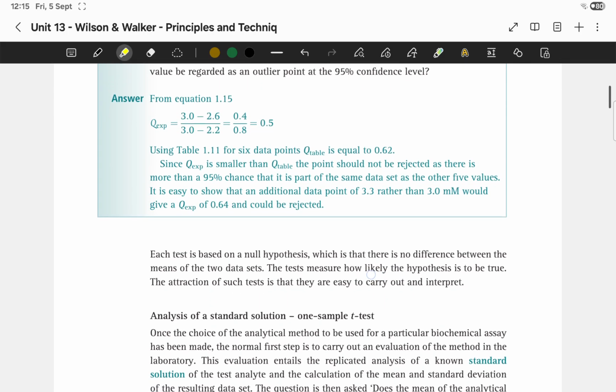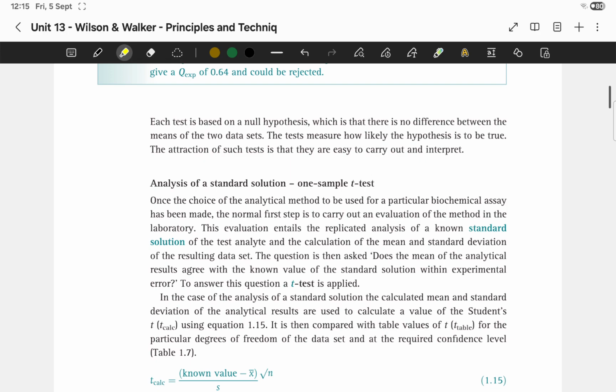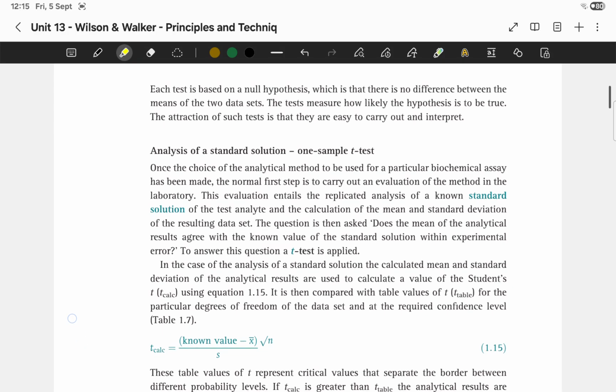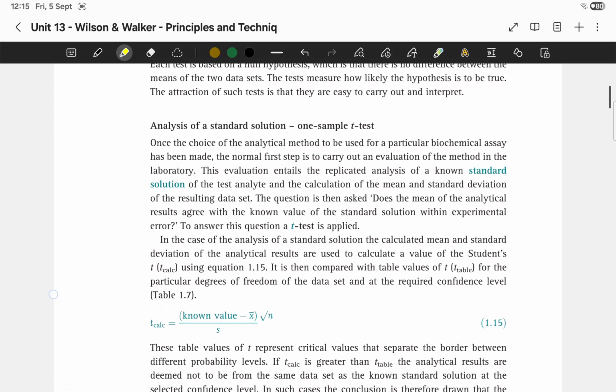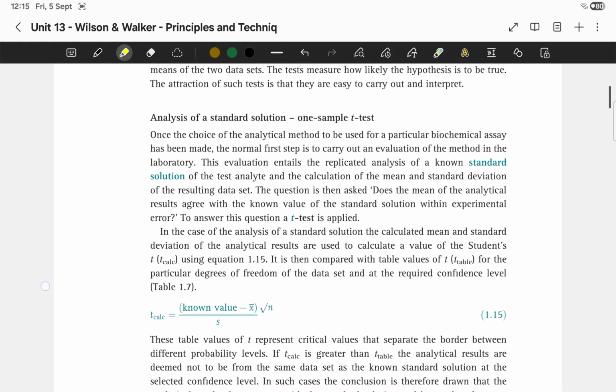Okay. Each test is based on a null hypothesis, which is that there is no difference between the means of the two data sets. Tests measure how likely the hypothesis is to be true. The attraction of such tests is that they are easy to carry out and interpret. Analysis of standard solution: one-sample t-test.